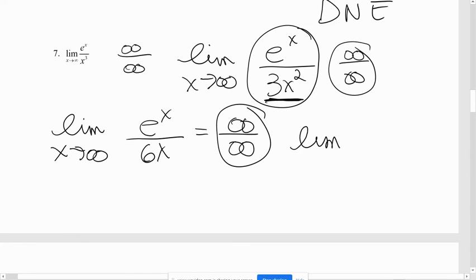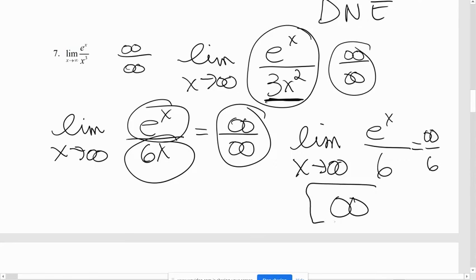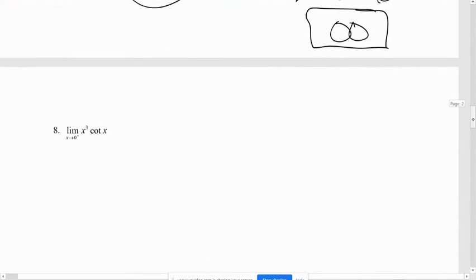So I'm going to do the limit as x approaches infinity of the derivative of the top, which is this guy, which would be e to the x, divided by the derivative of the bottom, which would be 6. And that becomes e to the infinity, which is infinity over 6. And infinity over 6 is infinity. So the limit of this turns out to be infinity.